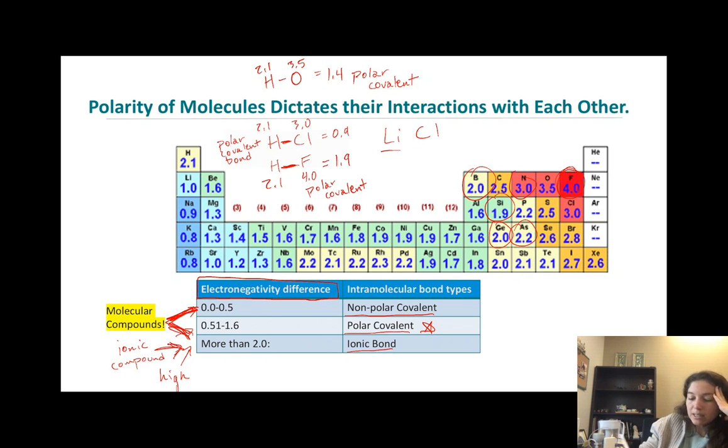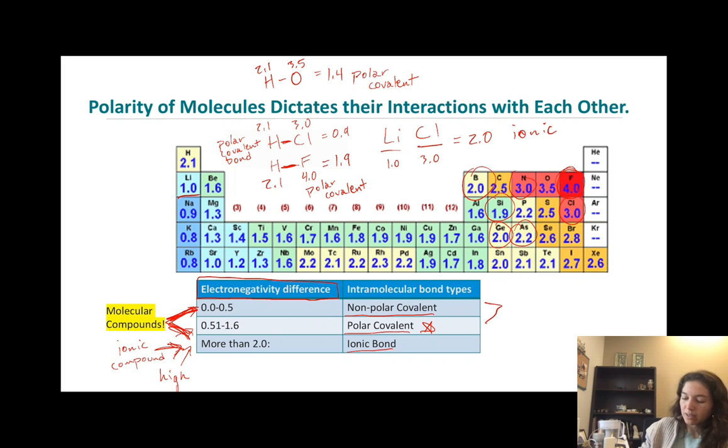Lithium chloride, let's examine lithium chloride. So lithium is here, it's 1.0, minus our chloride, which is 3.0. That gives us a difference of 2. So that's definitely an ionic bond, which means that electrons are not shared here.